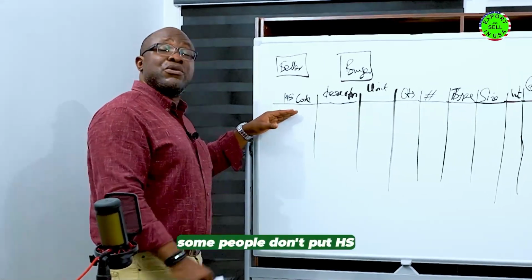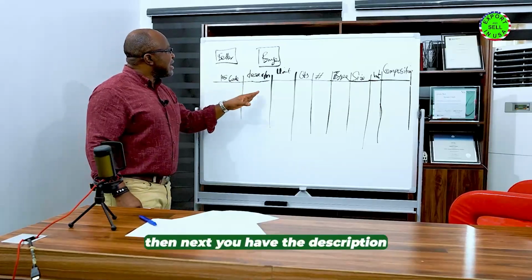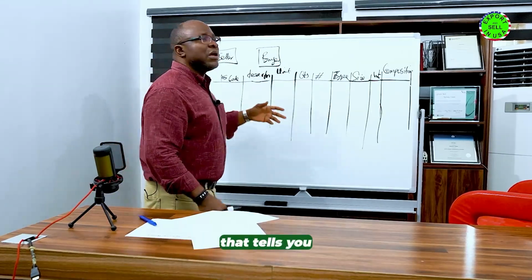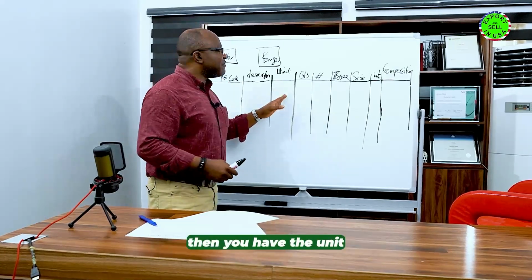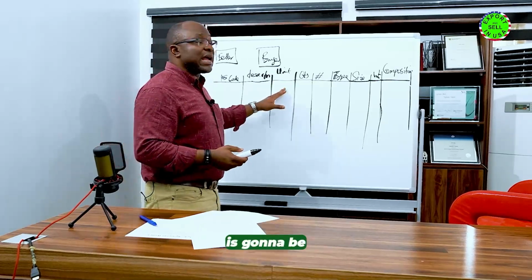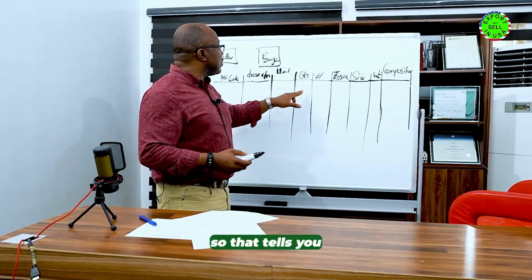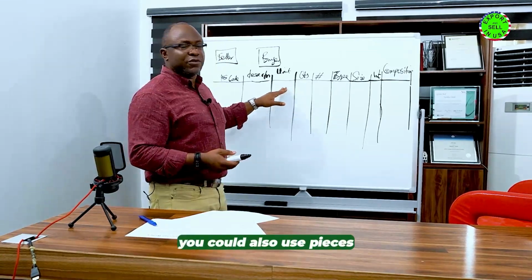A lot of times, some people don't put HS code in the packing list, but I always like to have it there. Then next, you have the description that tells you children's dress, baby dress, all those type of things. Then you have the unit. The unit, in terms of fashion, is going to be count. Right? So that tells you if the quantity is 2, if it's count, that means it's 2 pieces. You could also use pieces.